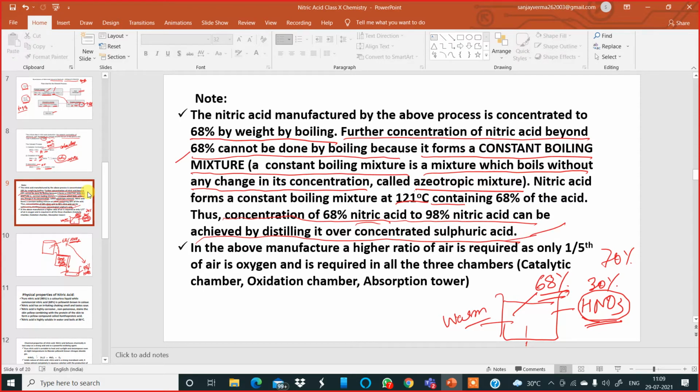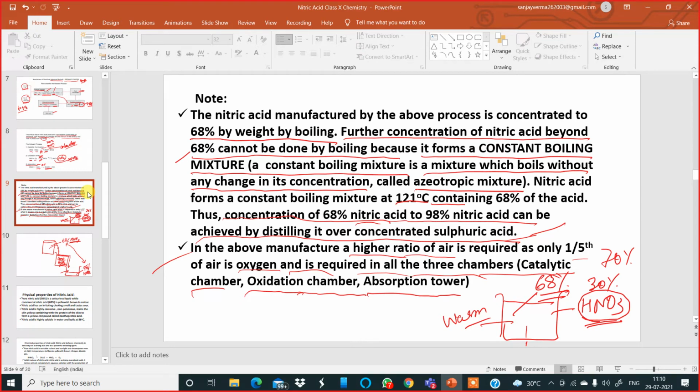Now note that in the manufacture of nitric acid by the Ostwald process, a higher ratio of air is required because 1/5 of the air is oxygen, and this oxygen is required in all the 3 steps of this Ostwald process. It is required in the catalytic chamber, in the oxidation chamber, and in the absorption tower. You have to give importance to this and remember these steps.